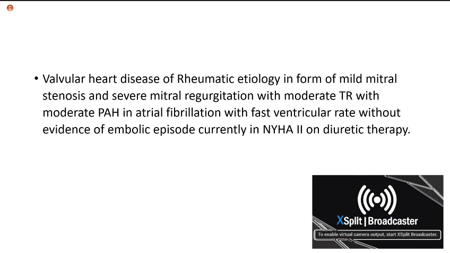Moderate PH is also there, so that's why I am telling severe MS, leading on to complications of PH and AF. I am more in favor of severe MS with moderate MR only. It is the MS predominantly.